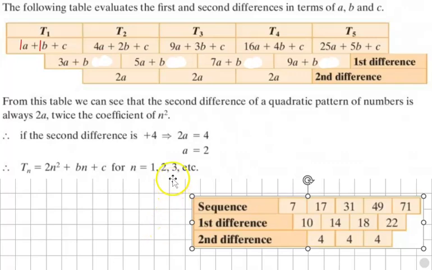So just showing you again where the 4 came from. This is the sequence that this is based on. This is just writing it out algebraically, but the sequence is 7, 17, 31, 49, and 71. So 4 was the second difference. Dividing 4 by 2 gives us the first part: what goes in place of the a for our nth term for this particular quadratic sequence.